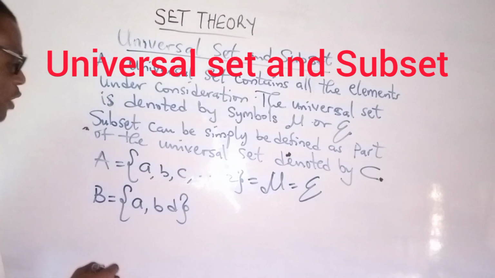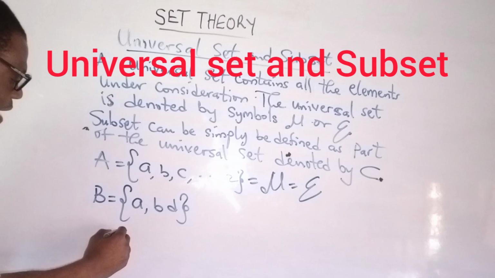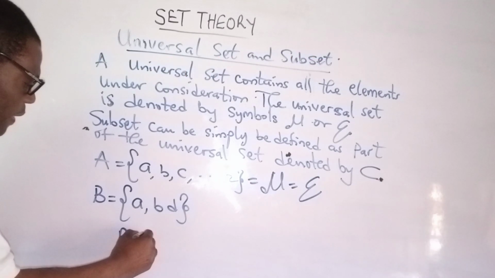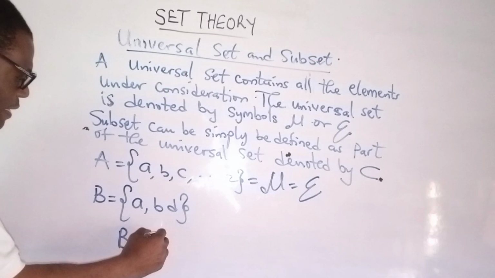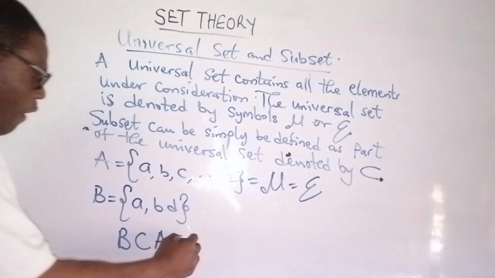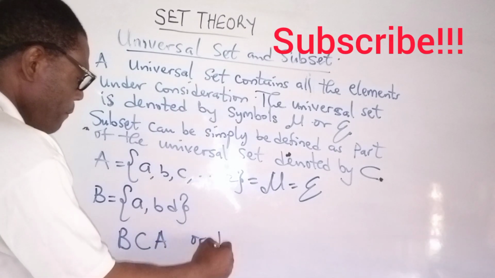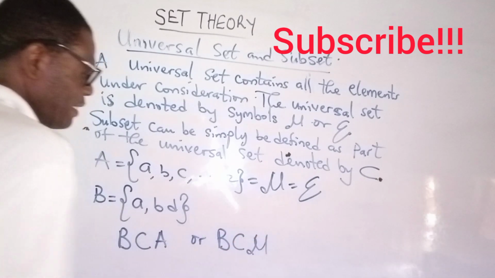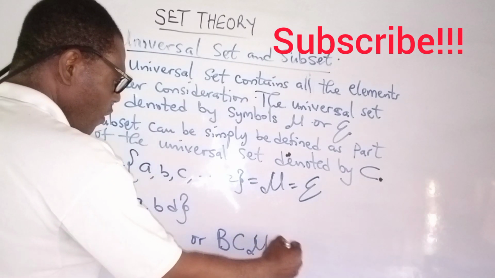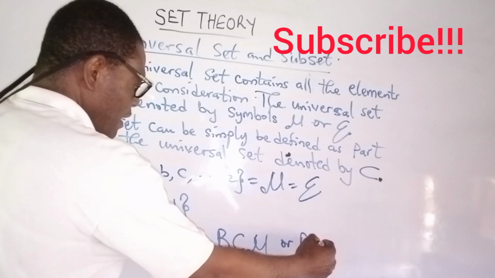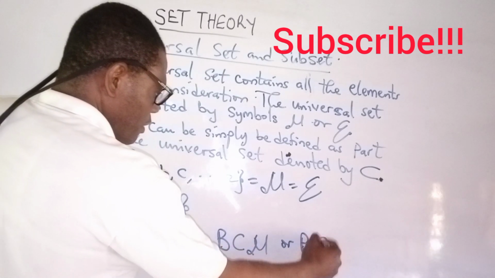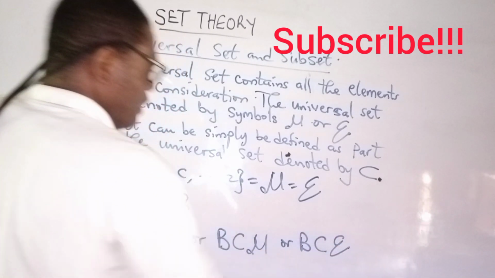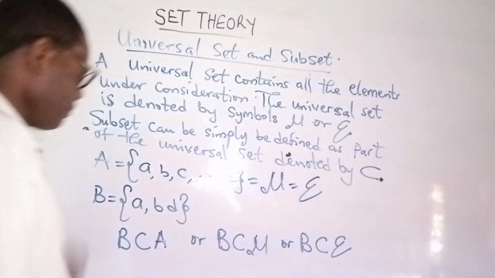And I can also represent it to be B is contained in A, or I can say B is contained in the universal set, or I can say B is contained in the universal set, which is the epsilon.